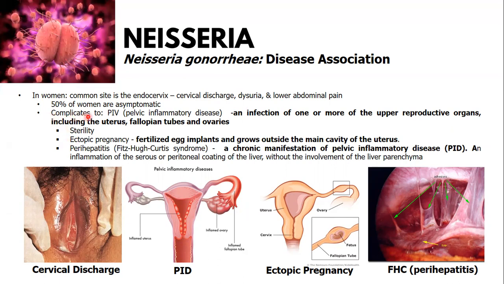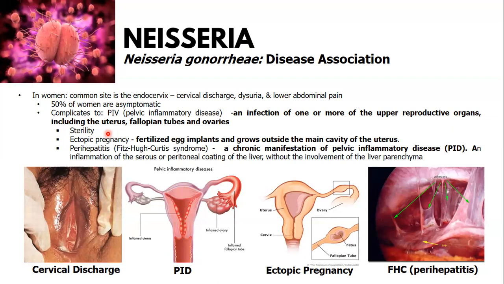Gonorrhea in women could complicate to pelvic inflammatory disease, or basically the inflammation of the pelvis as a result of the infection caused by Neisseria gonorrhoeae. And it affects one or more of the upper reproductive organs, including the uterus, the fallopian tubes, and the ovaries. And once there is PID, sterility could occur, to which women having PID would not be able to bear an offspring.